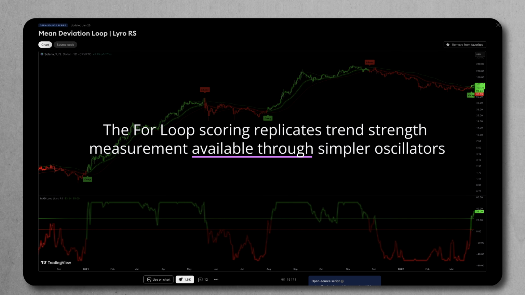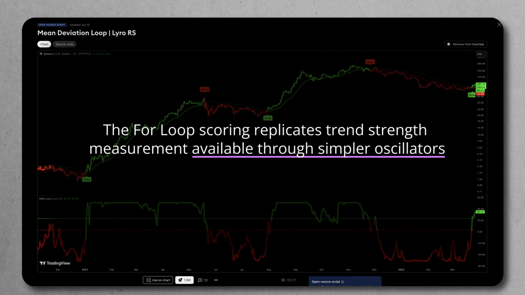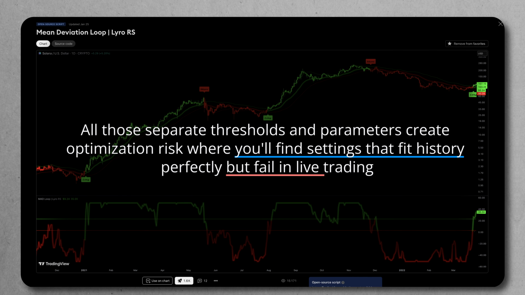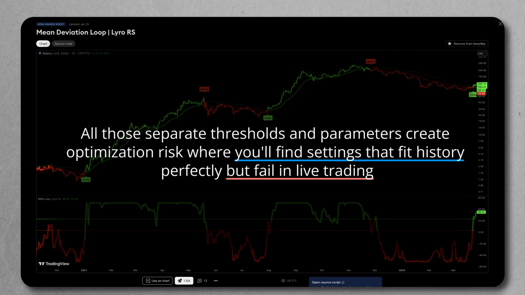The for-loop scoring replicates trend strength measurement available through simpler oscillators. All those separate thresholds and parameters create optimization risk, where you'll find settings that fit history perfectly but fail in live trading.